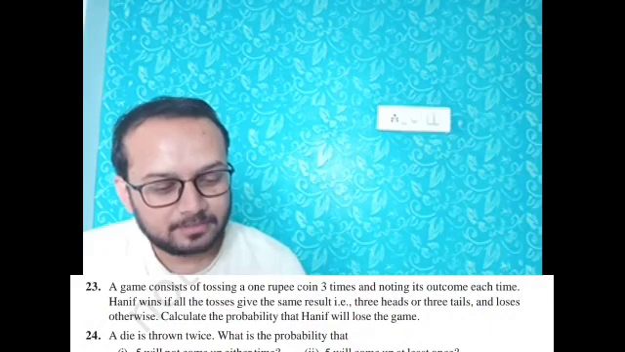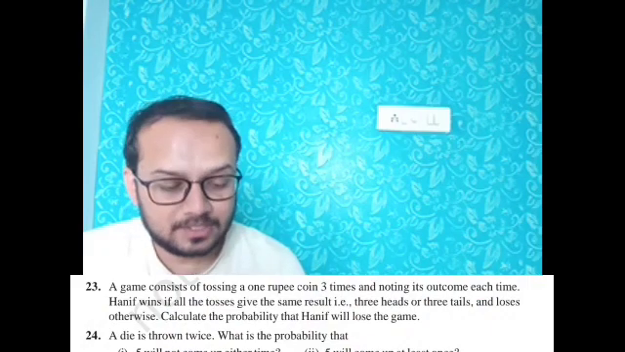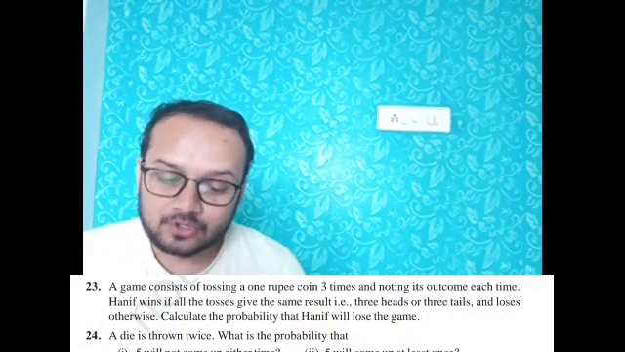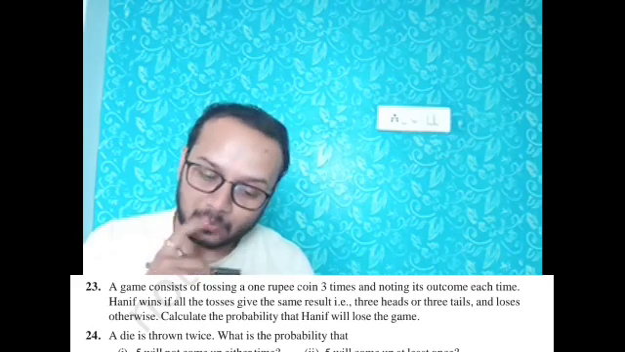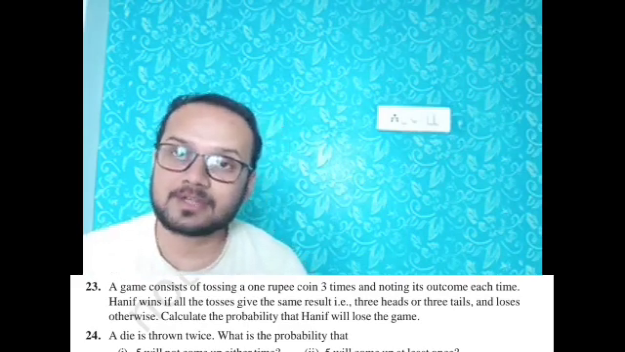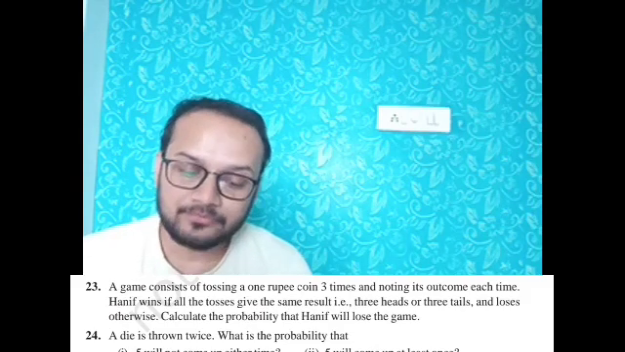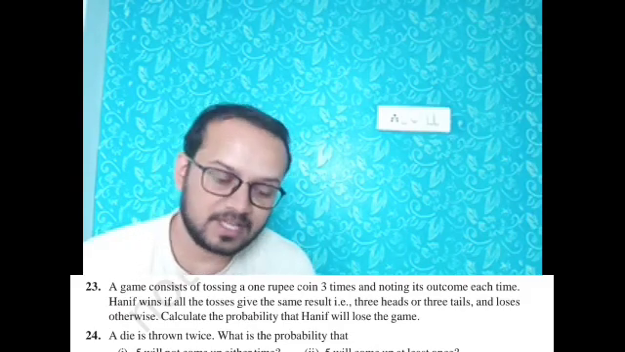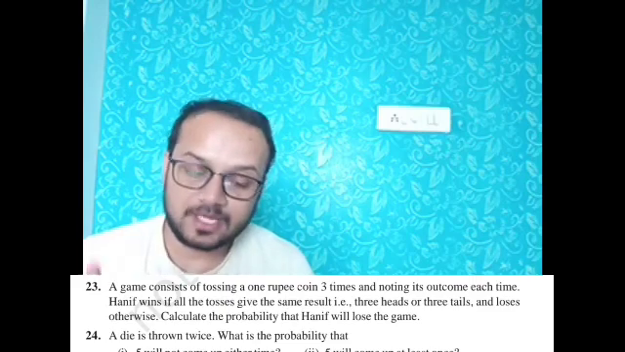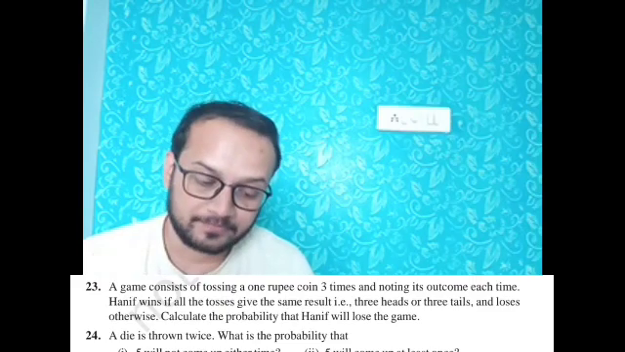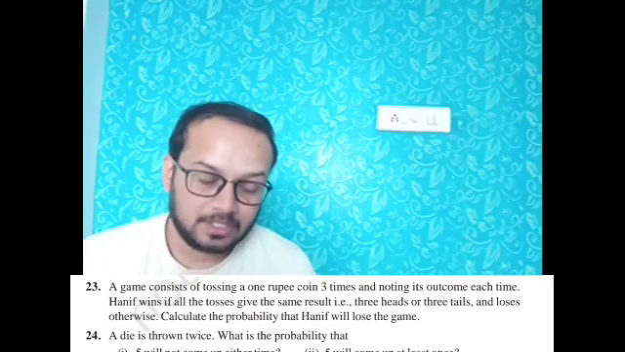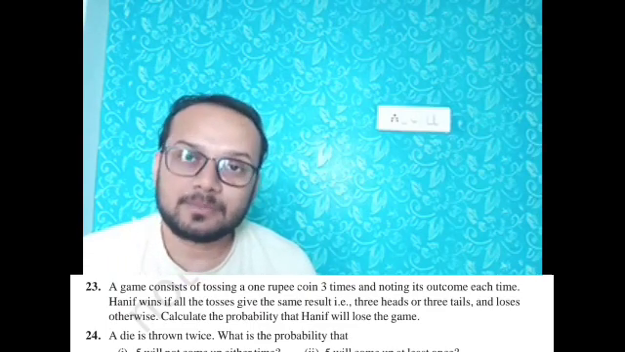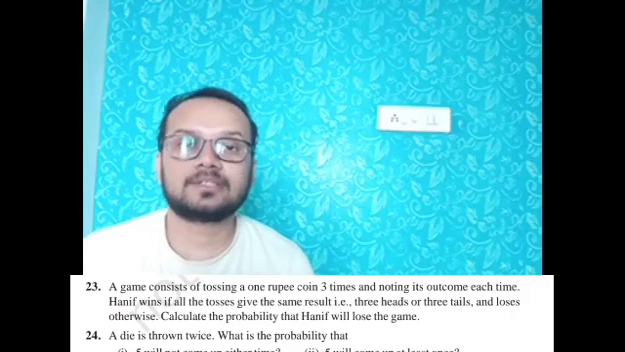Next question is question number 23. The question is, a game consists of tossing a 1 rupee coin 3 times and noting its outcome each time. Hanif wins if all the tosses give the same result, that is 3 heads or 3 tails. Otherwise he loses the game. We have to find the probability that Hanif loses the game.